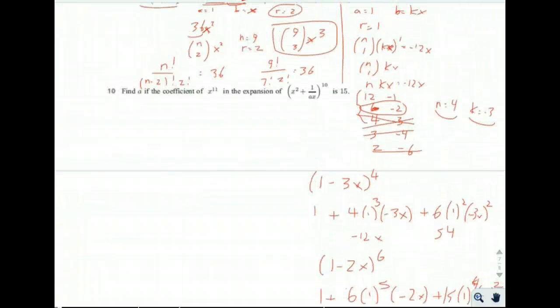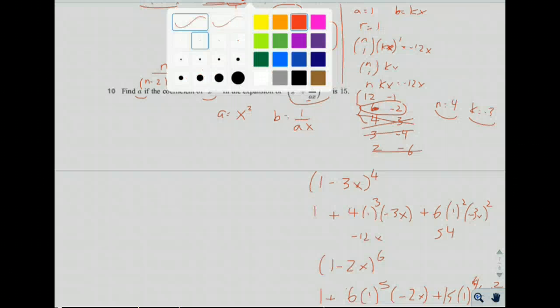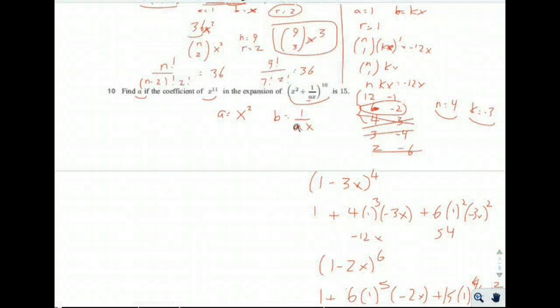Okay? Last one. Find a if the coefficient of x to the 11th in the expansion of this is 15. So once again, we're just going to expand this. So a is equal to x squared. And don't get it confused with this a or this a. We'll say that that's the black a and this is the red a, okay? B equals 1 over ax. Okay, and that's the black a, okay? All right, and then, so what does the x to the 11th term look like?